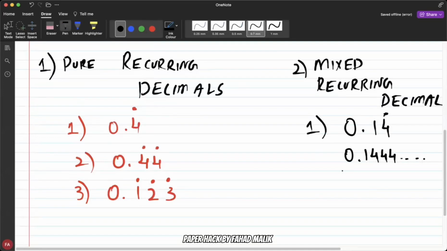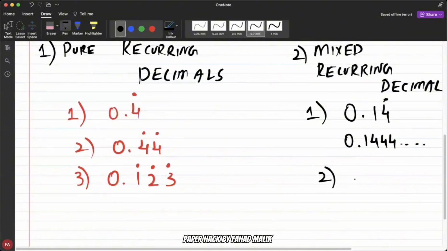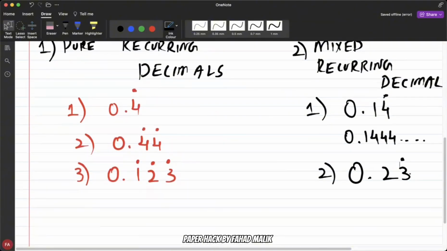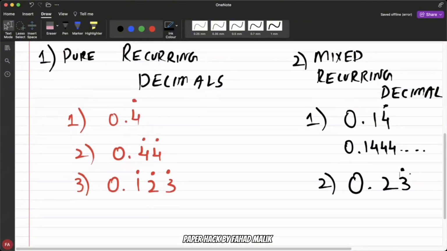So hopefully now you understand what type of questions you might come across in the exam. You might have something that looks like this as well. Again, what does that mean? 0.2 and then threes, which keep going on till infinity. So I'll be breaking this lesson into two parts. The first will discuss the pure recurring decimals, and then we'll move towards the mixed recurring decimals. All right, now let's get started.